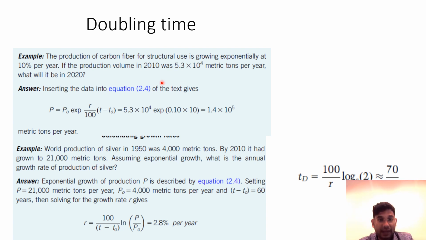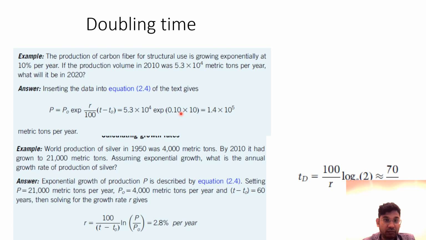Okay. And again, it's just plug and play in this formula. You know the P naught, because that's the thing that we are starting with. And you know the T minus T naught, it's basically 10 years, 2020 minus 2010. And of course, please make sure you don't plug in 10% because it's a rate, so it's 0.1, and you'll get the P. You'll get how many metric tons will be there in 2020 here, right?